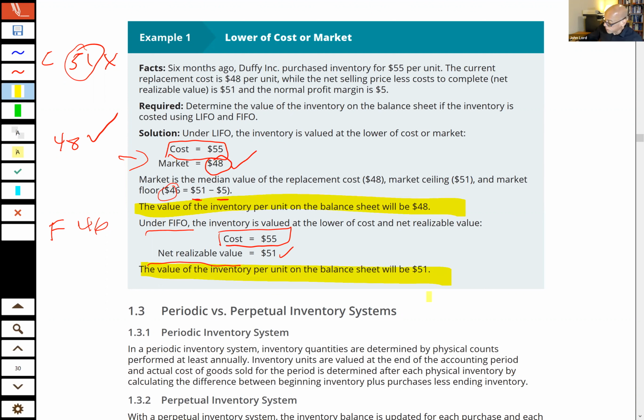Okay, good. Not too tough. The key thing there, guys, is I think you can see why it's important that you know the definition of market ceiling and market floor.